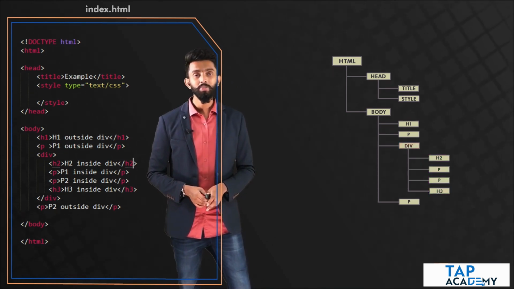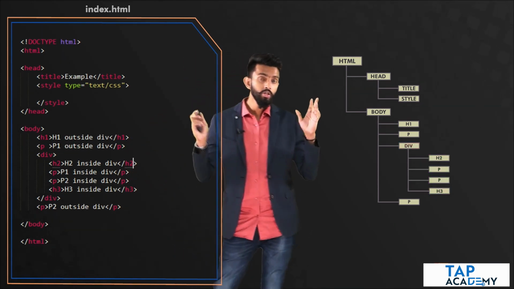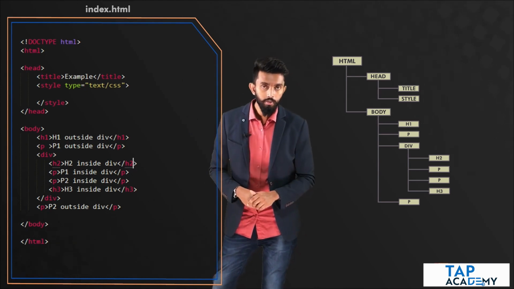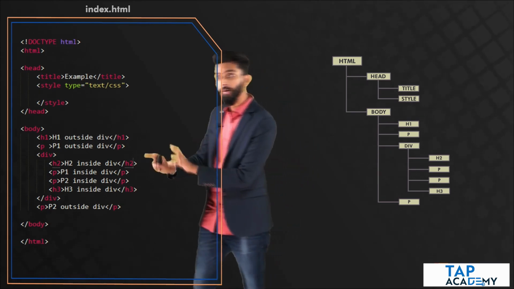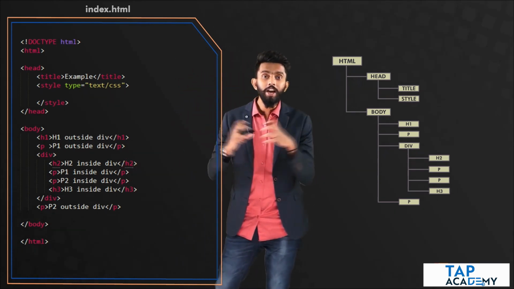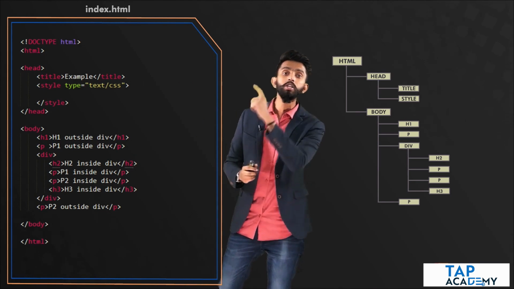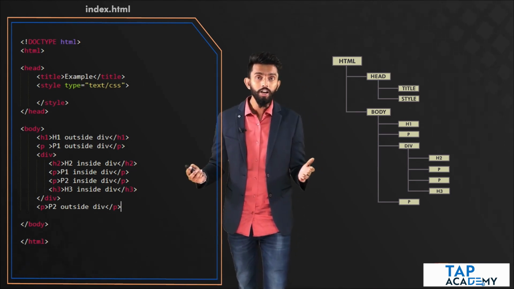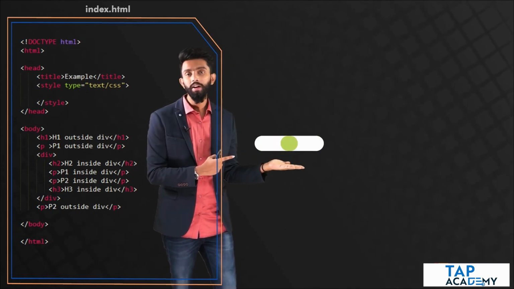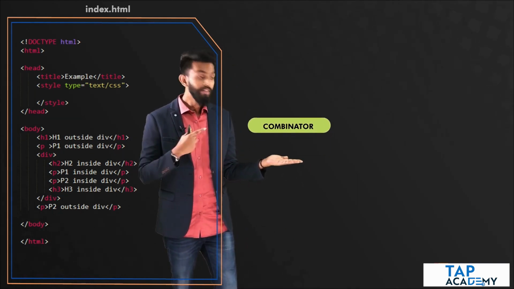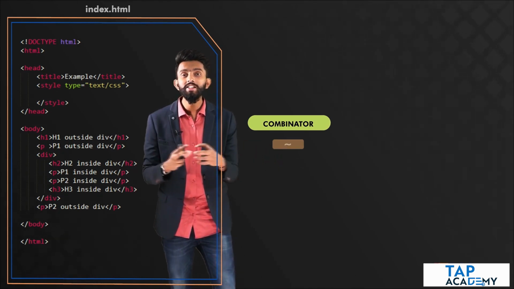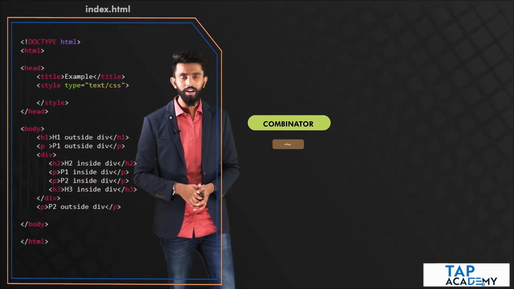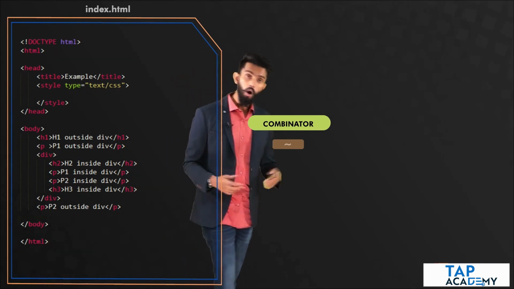Any confusion till this point of time? Now that you understood this general sibling concept, let me tell you that you can actually select HTML elements based on the general sibling relationship using CSS. How, if you ask me, my dear friend, it is all courtesy of this combinator, which is your tilde combinator, which allows you to establish a general sibling relationship between two selectors. Would you like to see how this works?